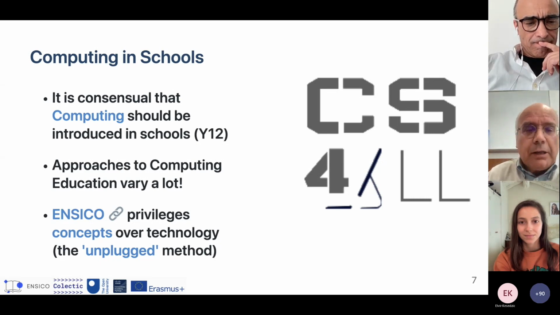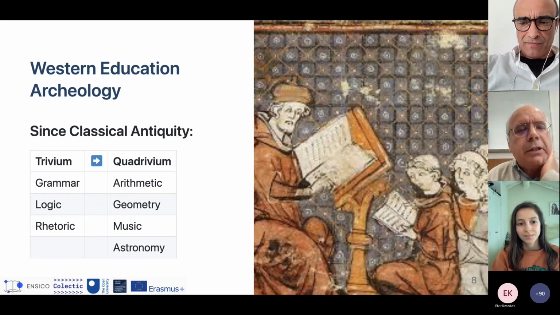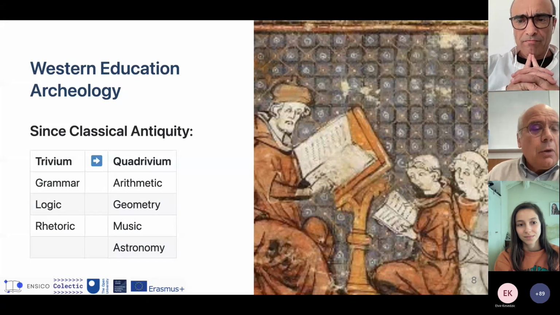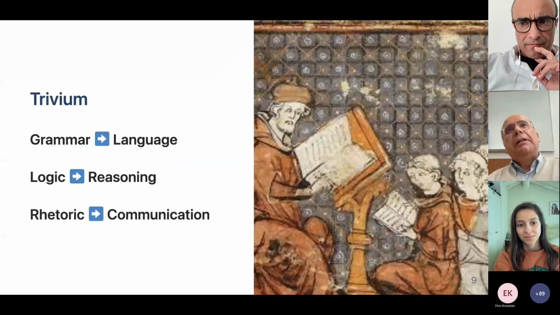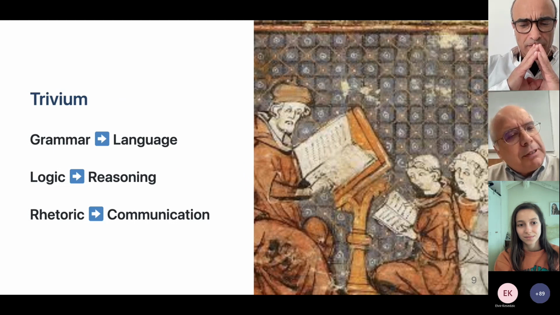But I will start from quite early in the discussion, because if we look at the archaeology of education since classical antiquity, we know that there were seven subjects. The base ones were the trivium, where people would study grammar, logic, and rhetoric. And then the quadrivium with arithmetic, geometry, music, and astronomy. And it's from the trivium that we take our movement at this stage, because there is some relationship between these three words and what we are doing.